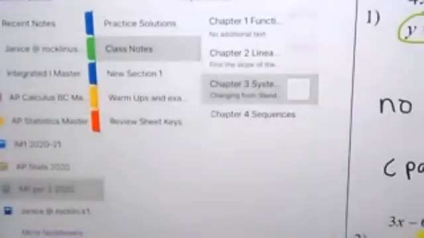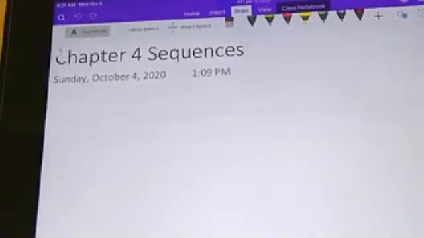Oh, my internet is not connected. Let's see what's up with that. Give me a second here. Searching for Wi-Fi networks. Okay, there it is. I don't know why it dropped for a second.